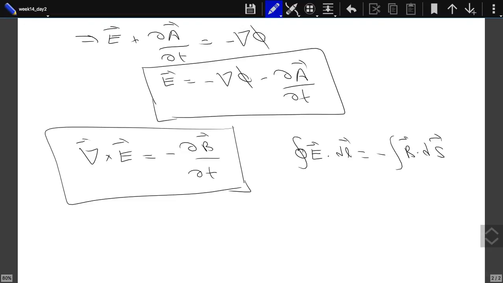But if you take an arbitrary closed loop, the integral of the electric field around that closed loop is always equal to minus the time derivative of the flux passing through the area enclosed by that loop.